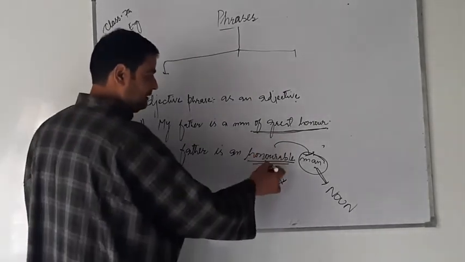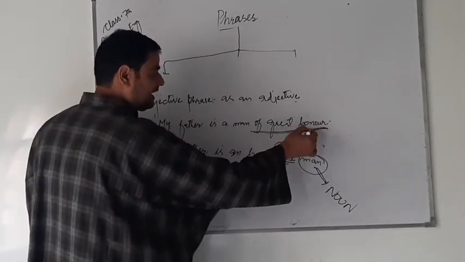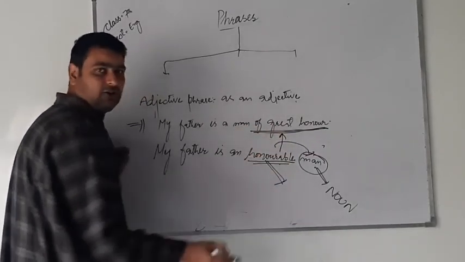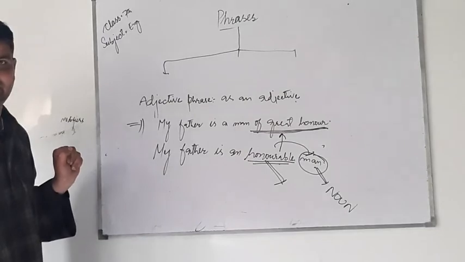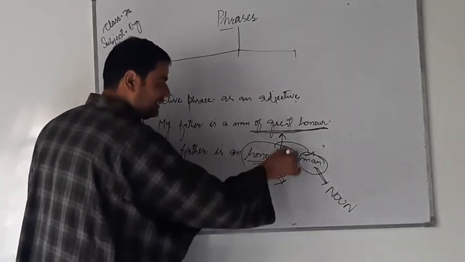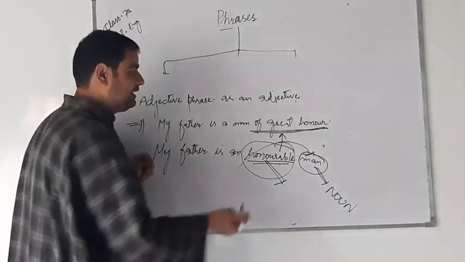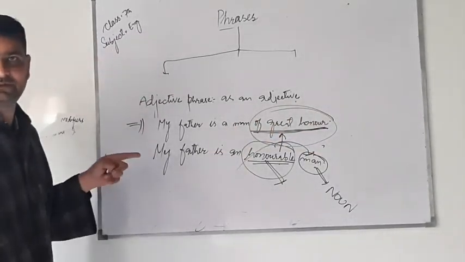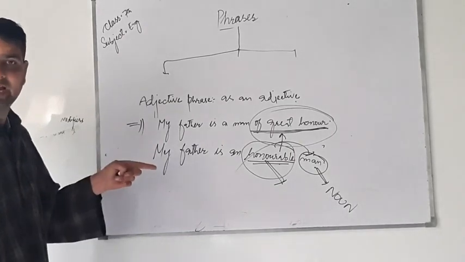And here, of great honor and honorable, there is no difference at all in the meanings. But here it exists as a word, it is simply an adjective. Here it exists as a phrase, and it is an adjective phrase. That is it.